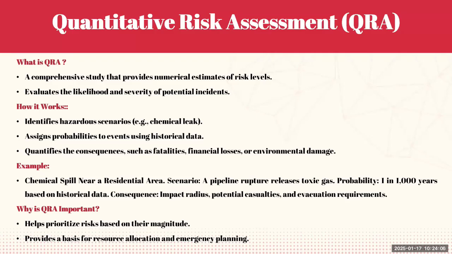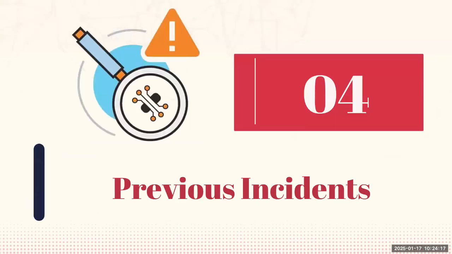QRA is important as it helps prioritize the risks based on their magnitude, and it also provides a basis for resource allocation and emergency planning. So with that said, now let's talk about previous incidents. I told you about a lot of studies. Even though we have a lot of studies, there are unfortunately a lot of incidents that have happened.